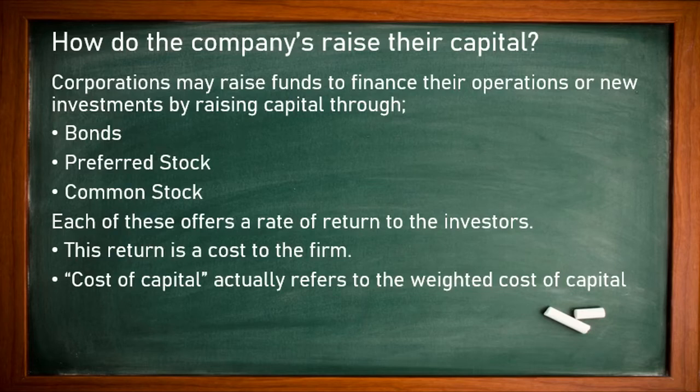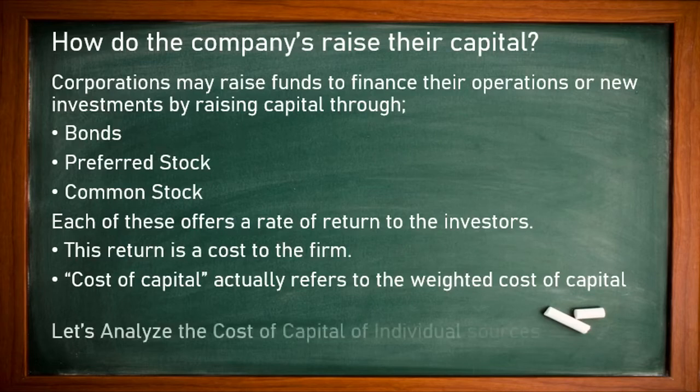Because it is a mix of all three: bond, preferred stock, and common stock. Even though not only three, it depends upon the number of securities issued in the market or the portion invested in the securities. I will explain through an example. Let's analyze the cost of capital of each individual component.